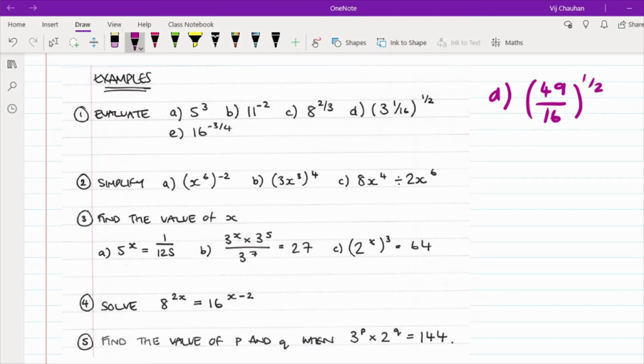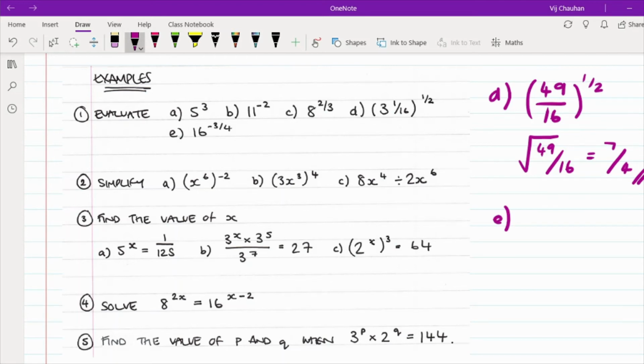Now if you remember from the rules, anything to the power half just means the square root. So I've got the square root of 49 over 16. Square root of 49 is 7. Square root of 16 is 4. Can't simplify it any further, so our final answer is 7 over 4.